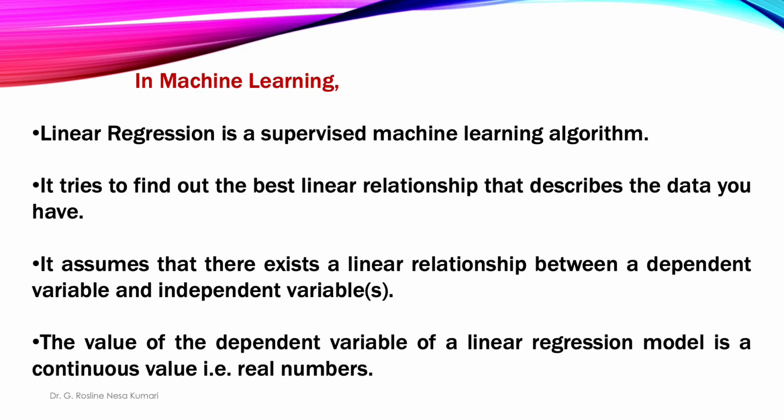In machine learning, linear regression is a supervised machine learning algorithm. It tries to find the best linear relationship that describes the given data. It assumes that there exists a linear relationship between the dependent variable and the independent variables. The value of the dependent variable of a linear regression model is a continuous value, that is, a real number.